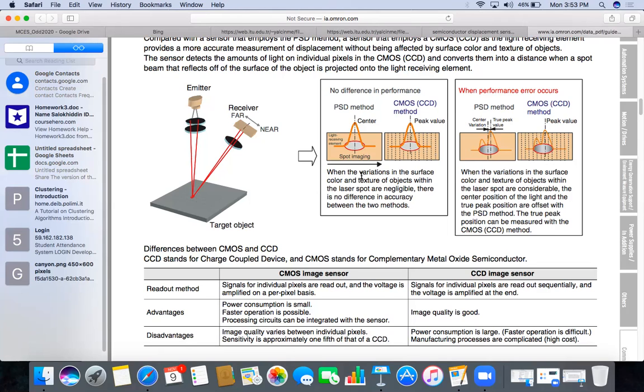When the variation in the surface color and texture of the object within the laser spot is negligible, there is no difference in accuracy between the two methods. When performance error occurs, PSD method: when the variation in the surface, color and texture of the object within the laser spot is considerable, the center position of the light and the true peak position are offset with the PSD method. The true peak position can be measured with the CMOS CCD method.